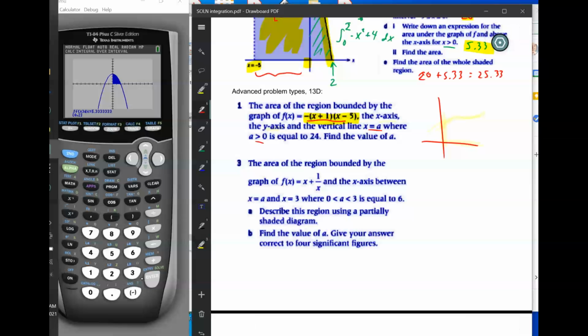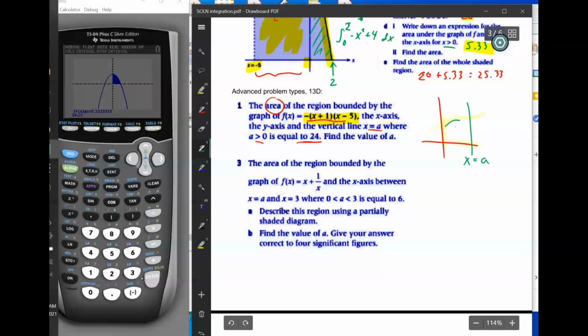Okay, wait a second. What is equal to 24? The area of the region bounded by the top edge, left edge, bottom edge, and right edge is equal to 24. So the area is 24. And the right edge is this line here. I'm going to draw it in a different color, not red. So this line here, x equals a, is the right edge. They don't tell you where the right edge is, and they want you to find it so that the area defined by these edges is exactly 24.